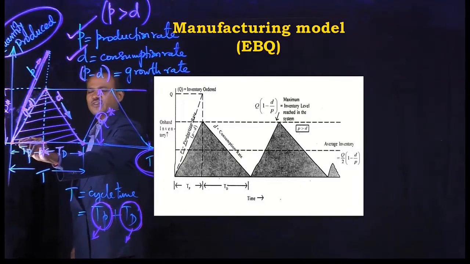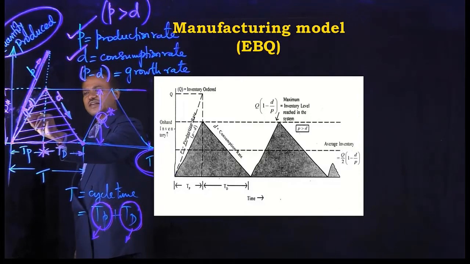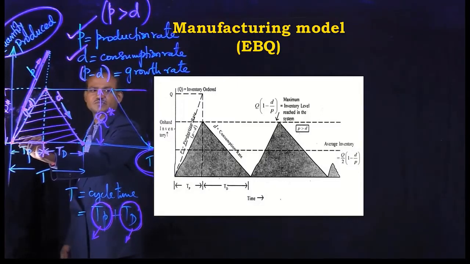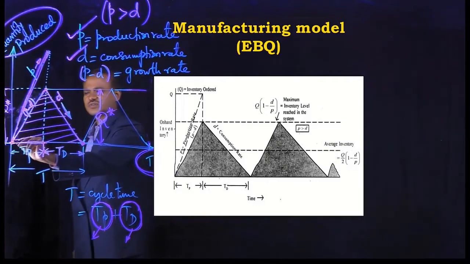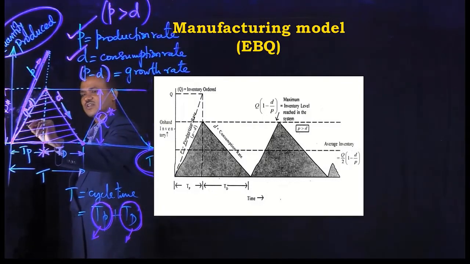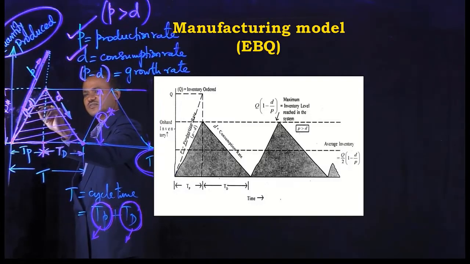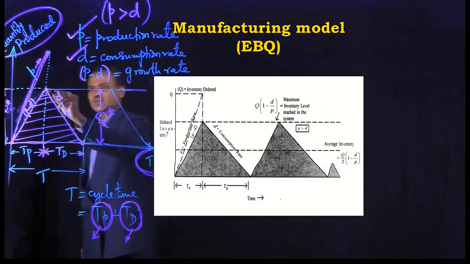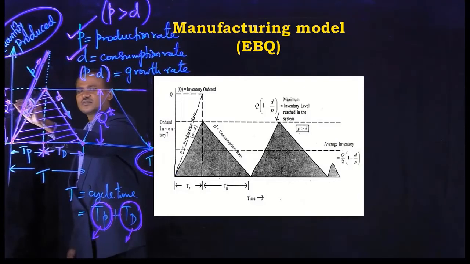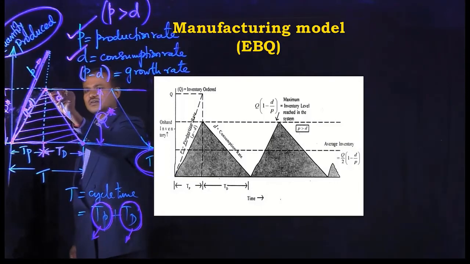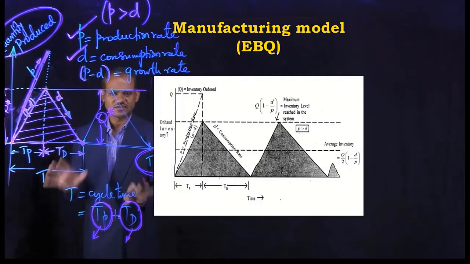Here we are starting the manufacturing operations with a production rate of small p. At the same time, we are utilizing our produced items. Therefore, the growth rate is somewhat slower. Therefore, our stock grows at a rate of p minus d. Once it reaches the optimum production quantity known as Q star, we can stop the manufacturing operations.